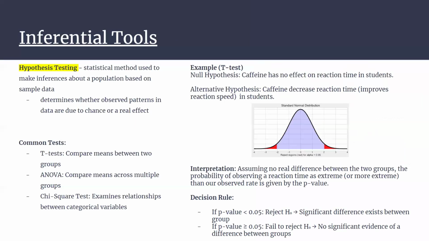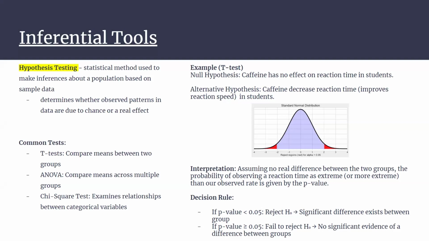So next we'll be going over some common inferential tools. These are tools used to make inferences on a larger population. First, we can talk about hypothesis testing, which is a statistical method that describes whether the patterns you observed in your study or research are due to a real effect or due to chance. Some common tests are t-tests, which are used to compare the means between two different groups.